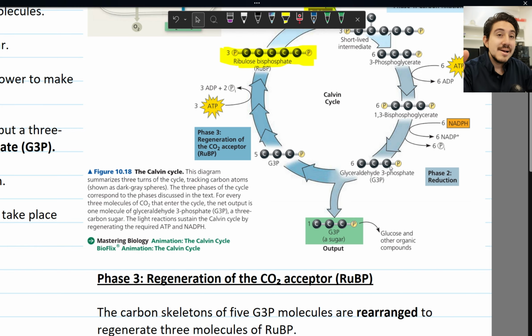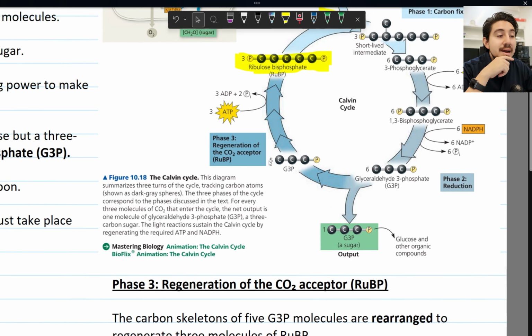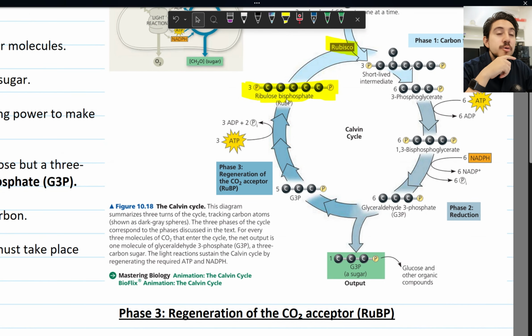Okay. Amongst these 6 molecules that you have, these 3 carbon molecules, so you have 6 of them, 6 G3P. Only one will leave. Only one leaves the actual cycle, and then the remaining 5 will come back to restore RuBP. Okay? So this is entering phase 3.